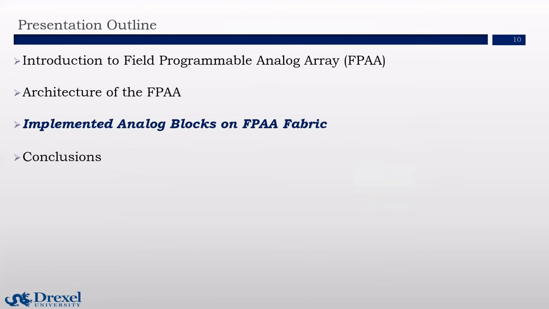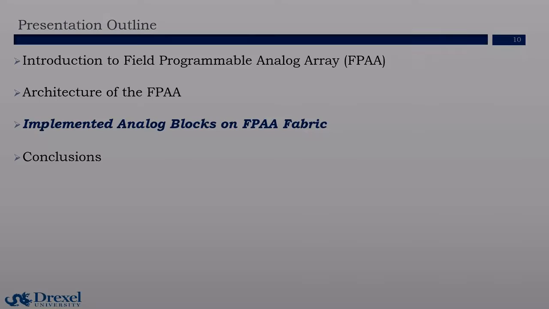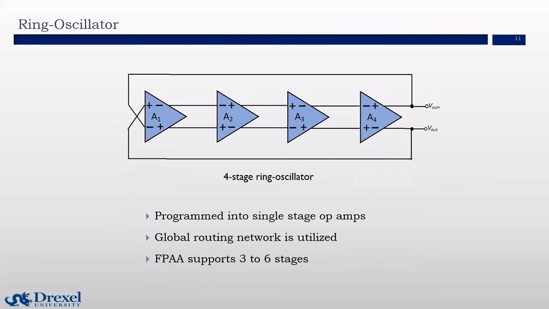Now I'd like to talk about some implemented designs on the FPAA. The first one is the differential mode ring oscillator. The cap is programmed into single-stage op-amps. The global routing network is used to configure feedback between A1 and A4. Due to differential mode operation, we allow for an even number of stages as well. Hence, the FPAA can support 3 to 6 stage ring oscillators.